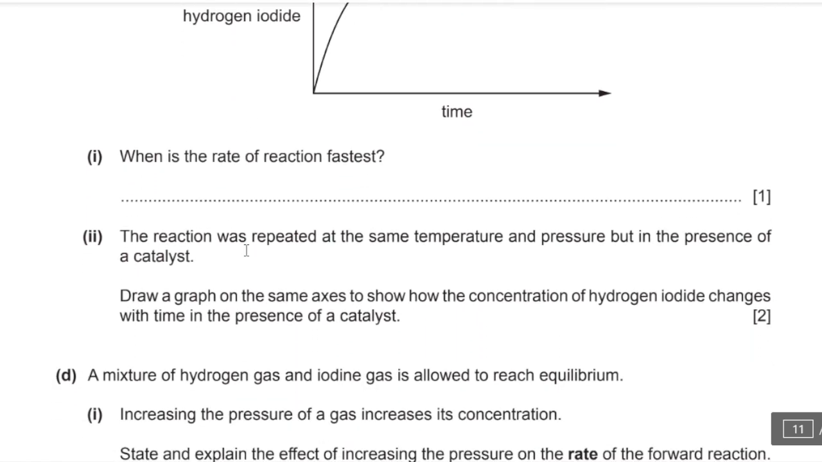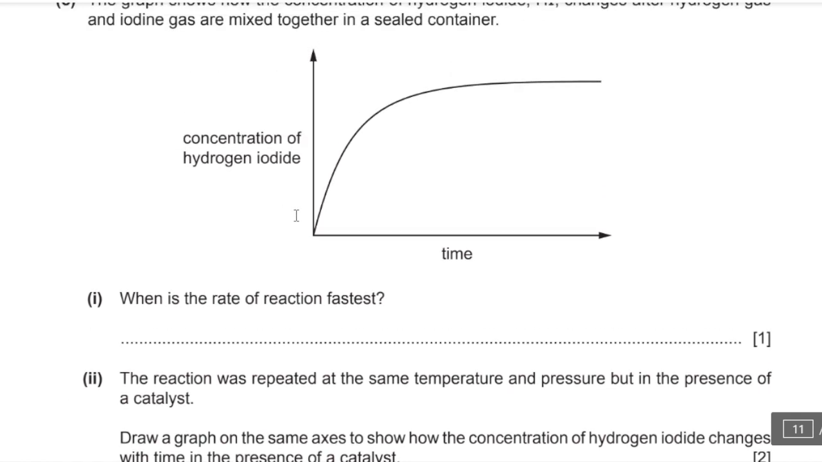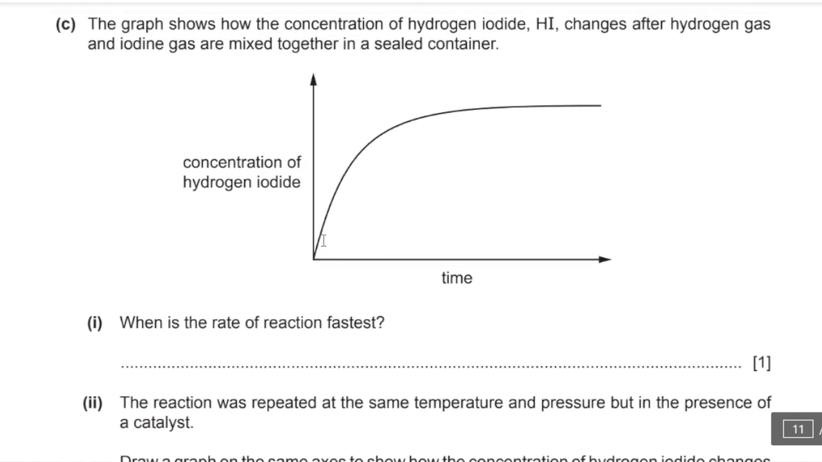One, when is the rate of the reaction fastest? It's fastest at the beginning, and the rate of reaction is also represented by the slope of the curve. As you can see over here, it is the steepest at the beginning, and the steepness decreases as the reaction proceeds. So that means the reaction is fastest at the beginning.